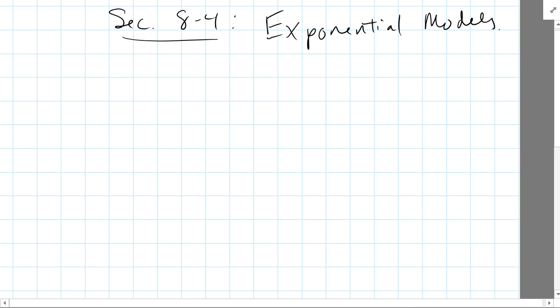8.4 is exponential growth. So it's exponential models is what it's called. Exponential models means we got exponential growth and decay.